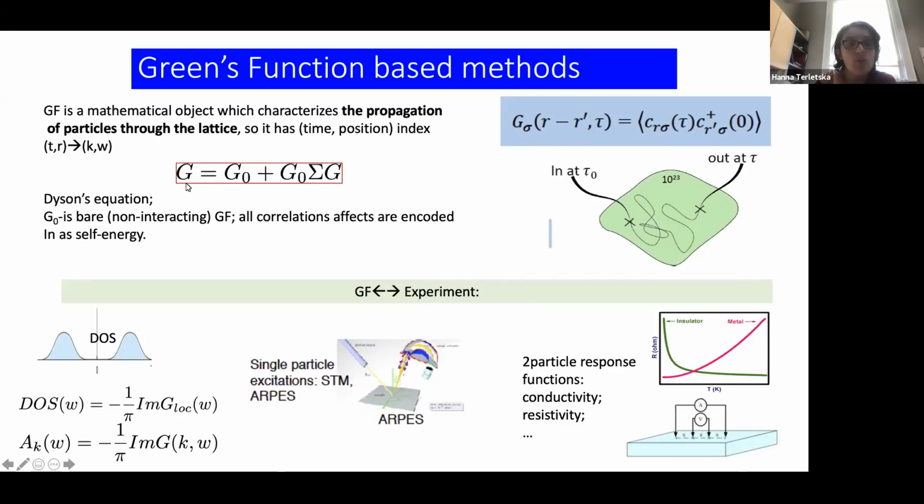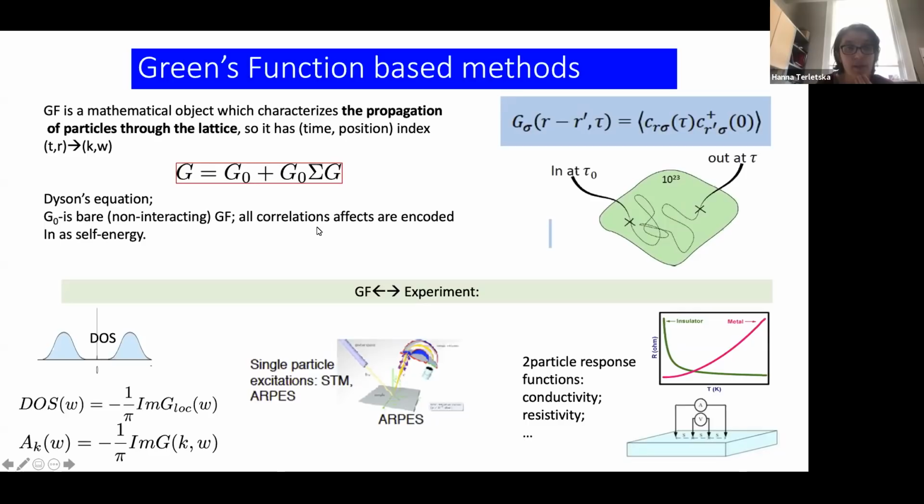One can also write the fundamental equation for Green's function as the Dyson equation, in which G, the full or interacting Green's function, can be expressed as the non-interacting Green's function G0 plus G0 sigma G. Sigma is a very fundamental quantity here because it's the self-energy, and it incorporates all the correlation effects on a given electron propagating in the sample. So sigma carries the information about how electrons interact and are correlated with each other.